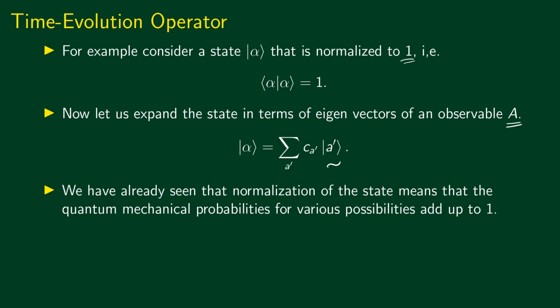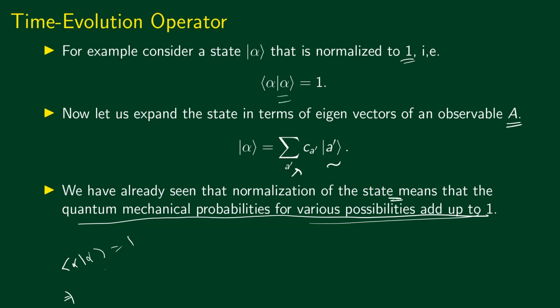Now, we have also already seen that the normalization of the state means that the quantum mechanical probabilities for various possibilities add up to 1. If bracket alpha, alpha is equal to 1, you just use ket alpha equal to sum over a prime c a prime ket a prime, and this condition boils down to sum over a prime modulus c a prime square is equal to 1.